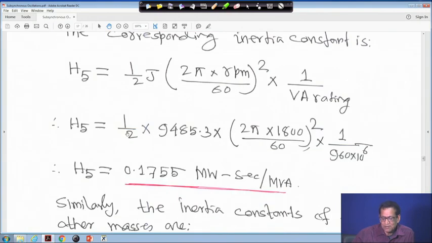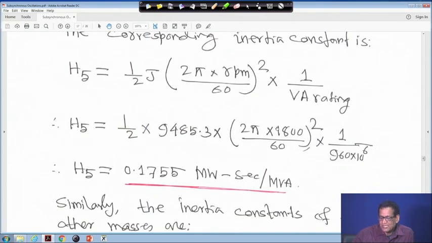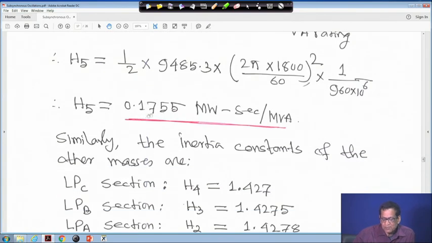So, if you substitute all these values, half into J, the J value we have just got, into 2 pi RPM, which was given in the data, that is 1800 divided by 60 squared, into the MVA given as 960 MVA, which we have to convert to volt ampere. So, 1 upon 960 into 10 to the power 6. Therefore, H5 will become 0.1755 megawatt second per MVA, that is nothing but 0.1755 second. So, this is inertia for section 5, that is your high pressure turbine section.